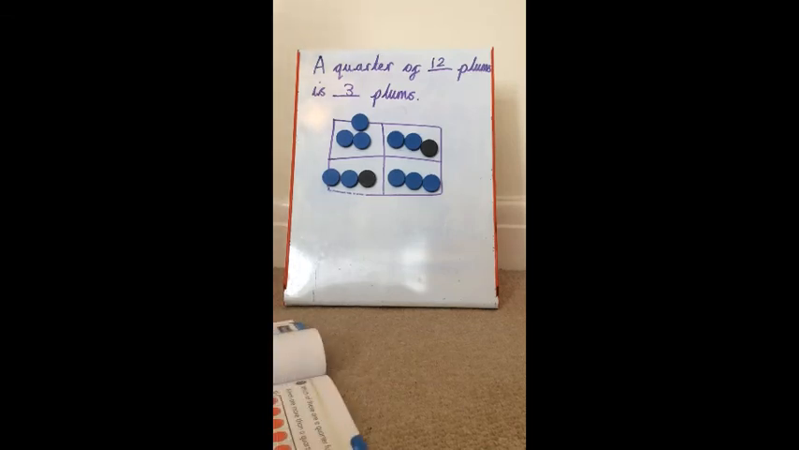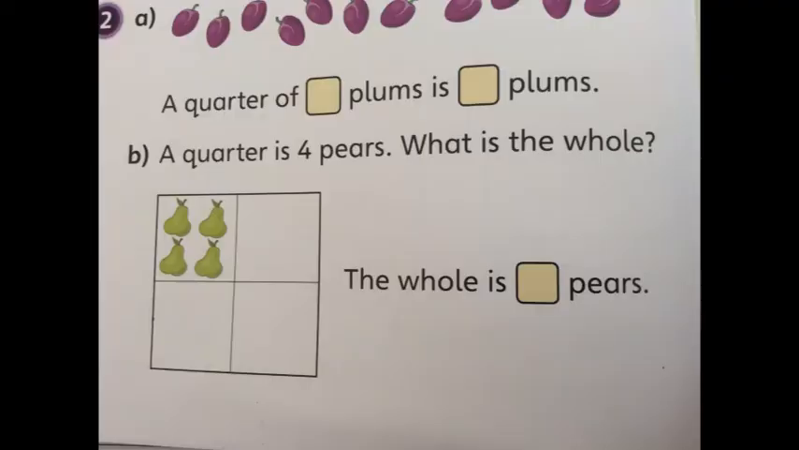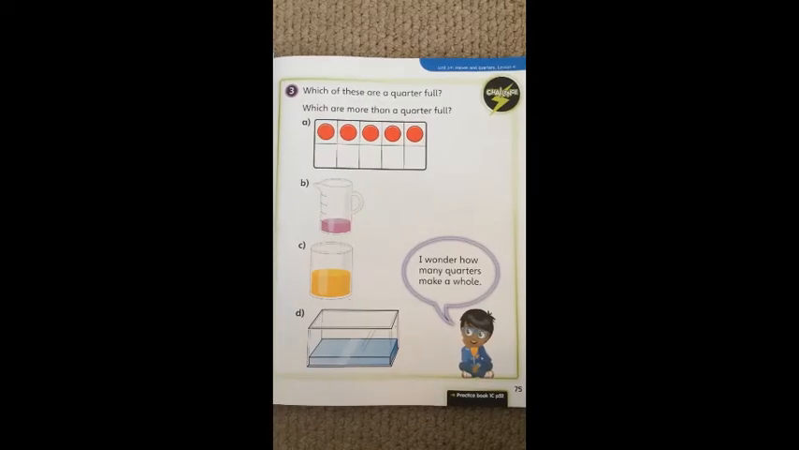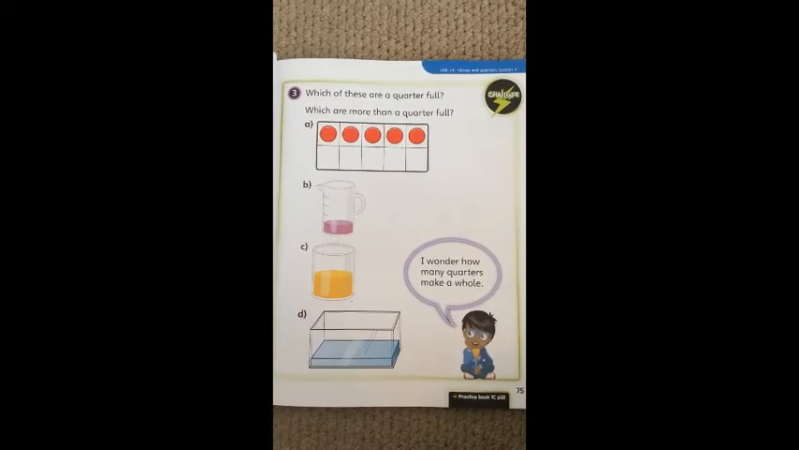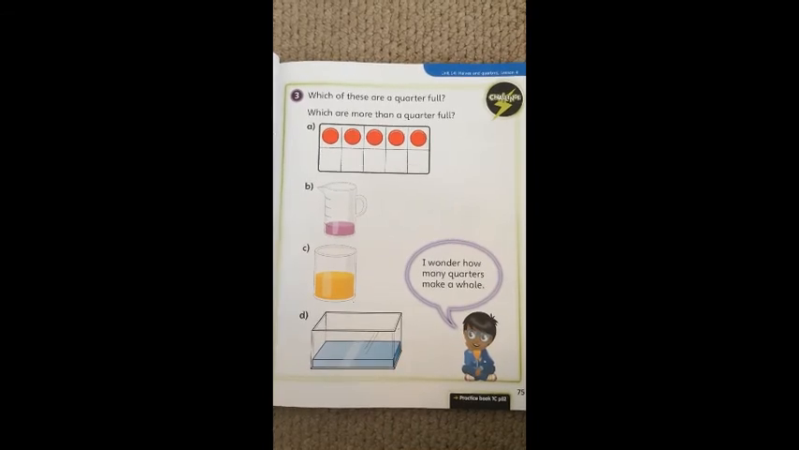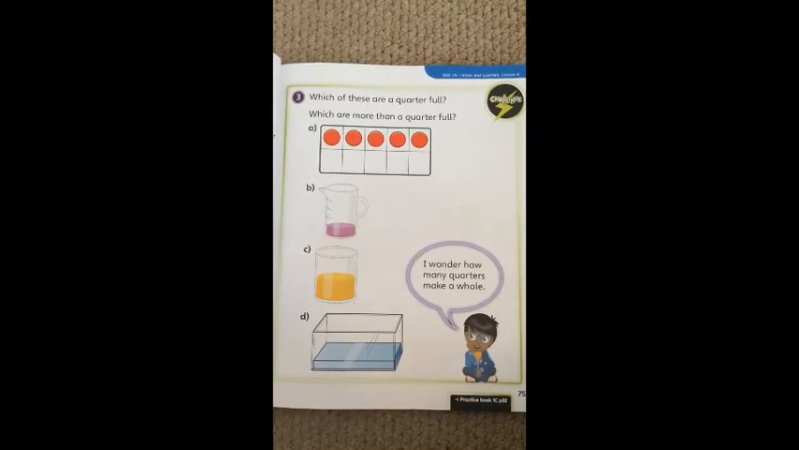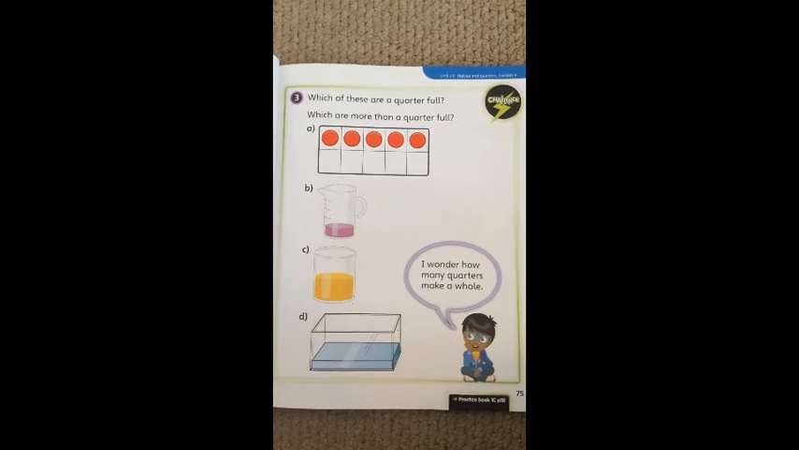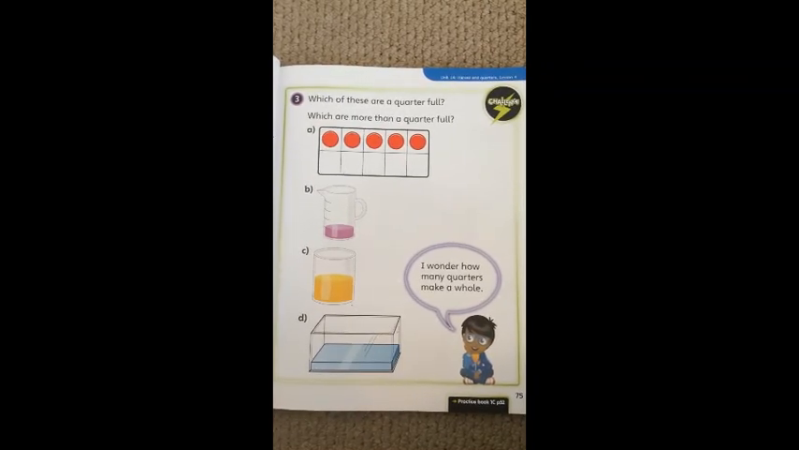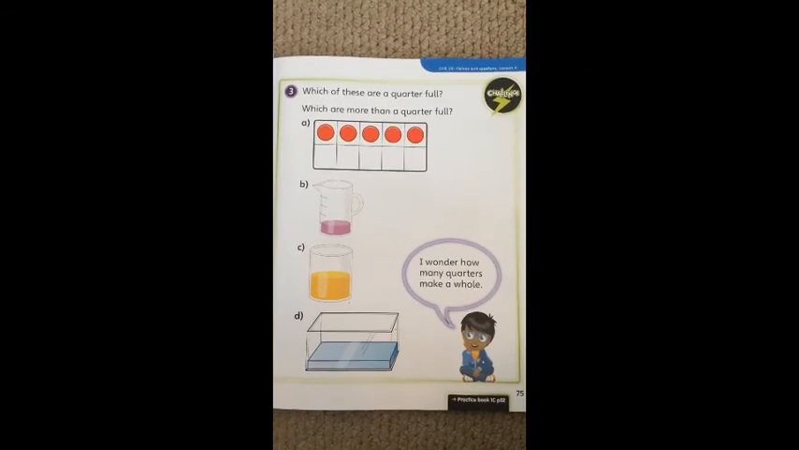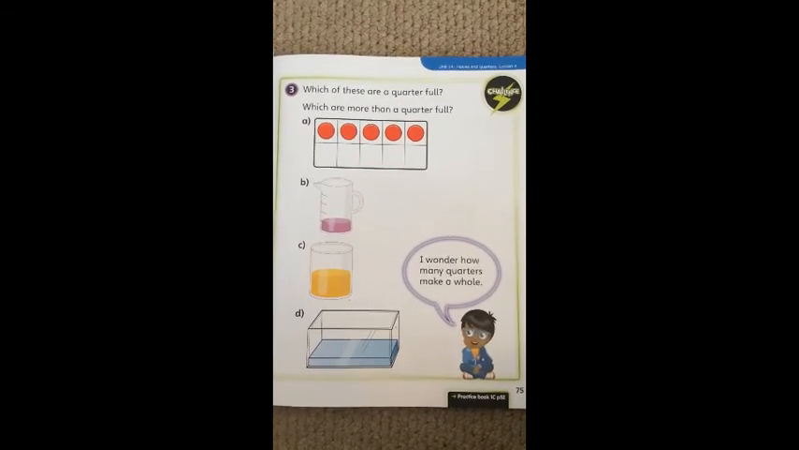Have a go at doing 2B by yourself. Let's try the challenge. Which of these are a quarter full and which are more than a quarter full? Now this really is a challenge. You've got to keep thinking quarter means 4. Are they split into 4 equal parts? Have a go at home.